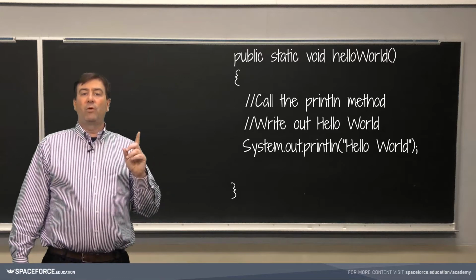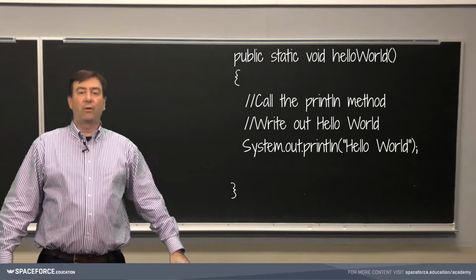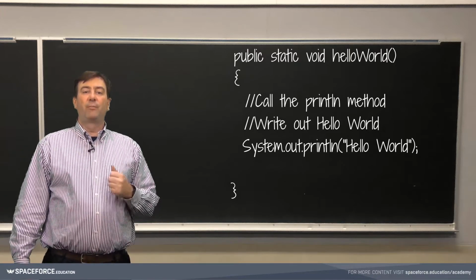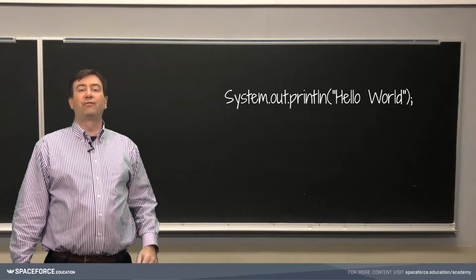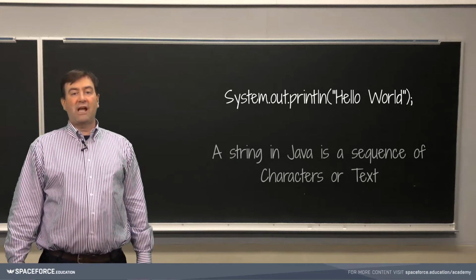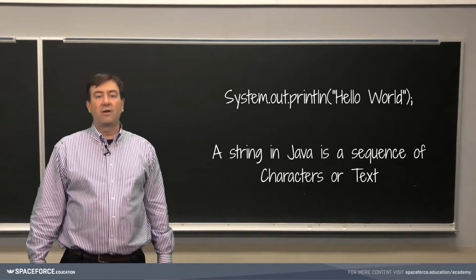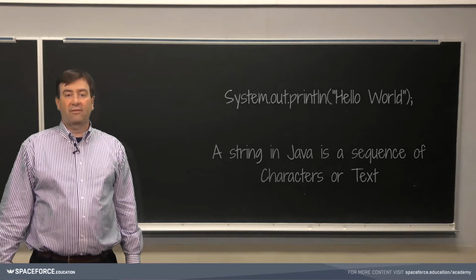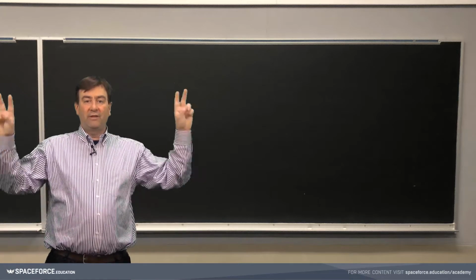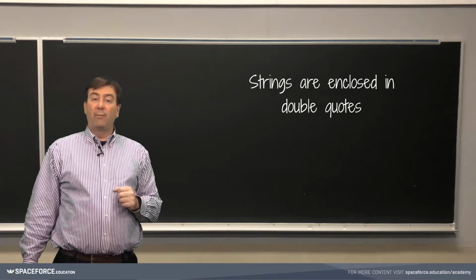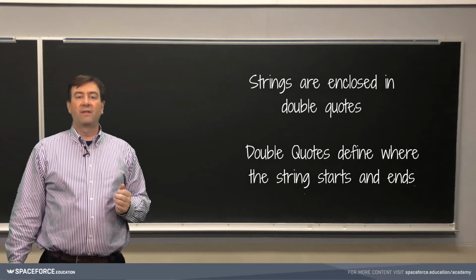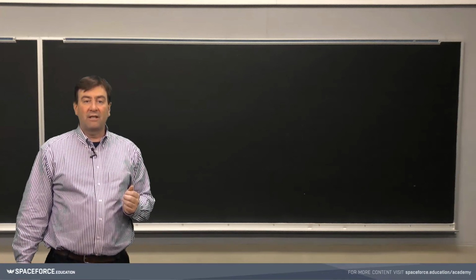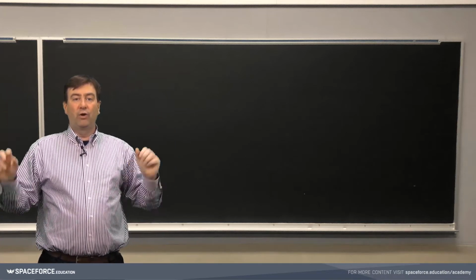Let's look at one more thing before we turn you loose to write your own methods. The parameter for System.out.println is a string. A string in Java is a sequence of characters or simply just text. Strings are enclosed in double quotes. The double quotes define where the string starts and where it ends. In the case of our string, it is just Hello World.